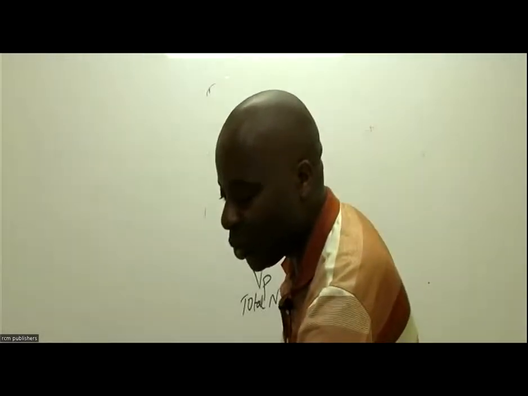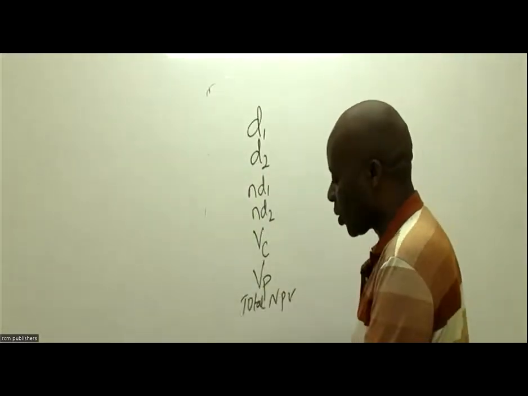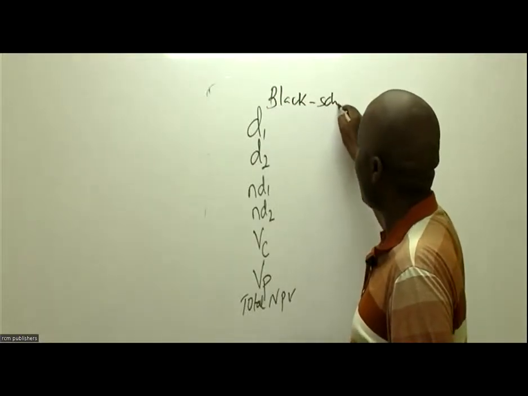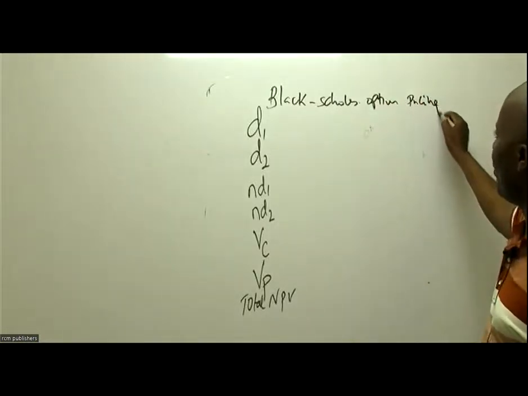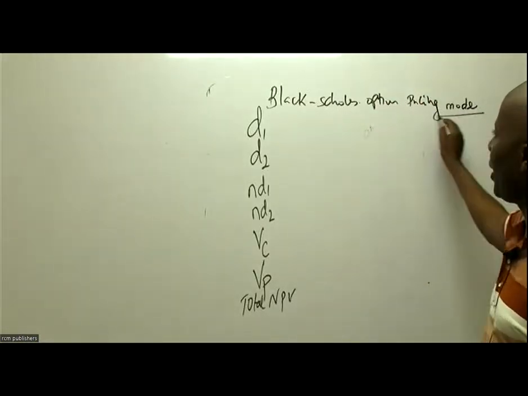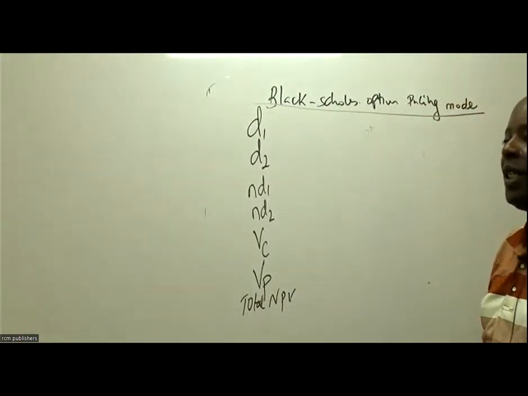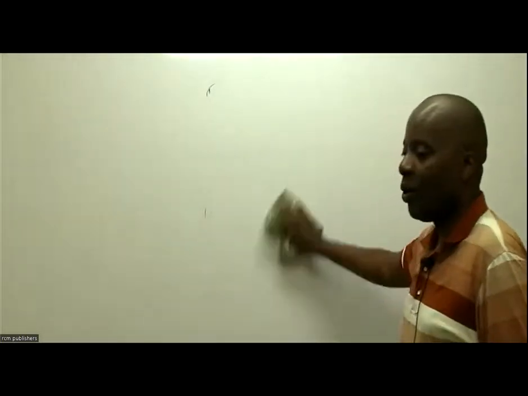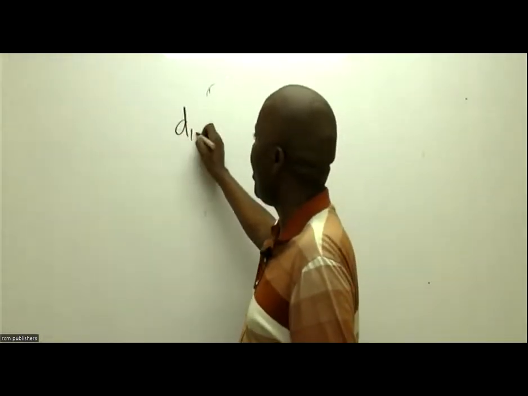Now, is there a student who is able to remind us the formula for the Black-Scholes option pricing model? Is there somebody who is able to remind us the formula of getting D1, without making reference to their notes? How do we get D1? D1 equals what?